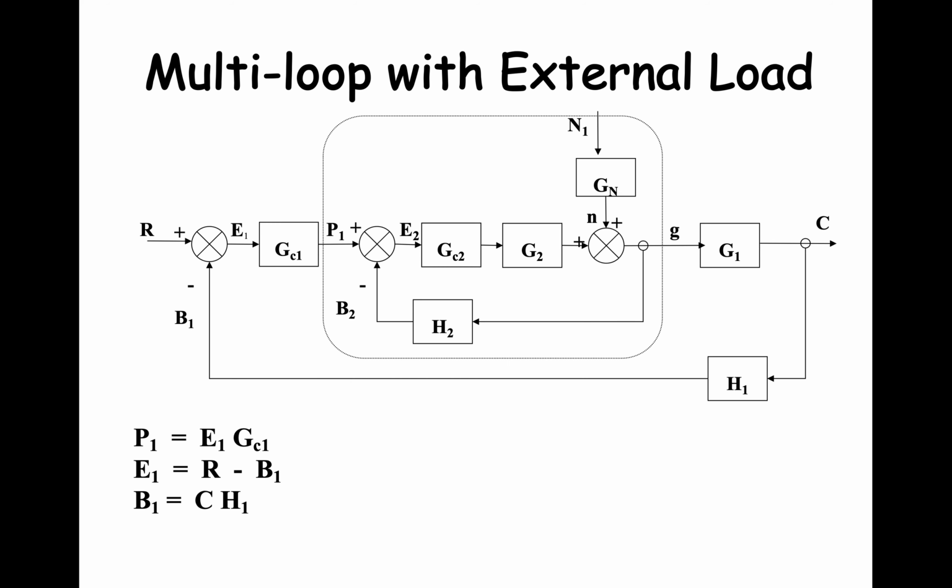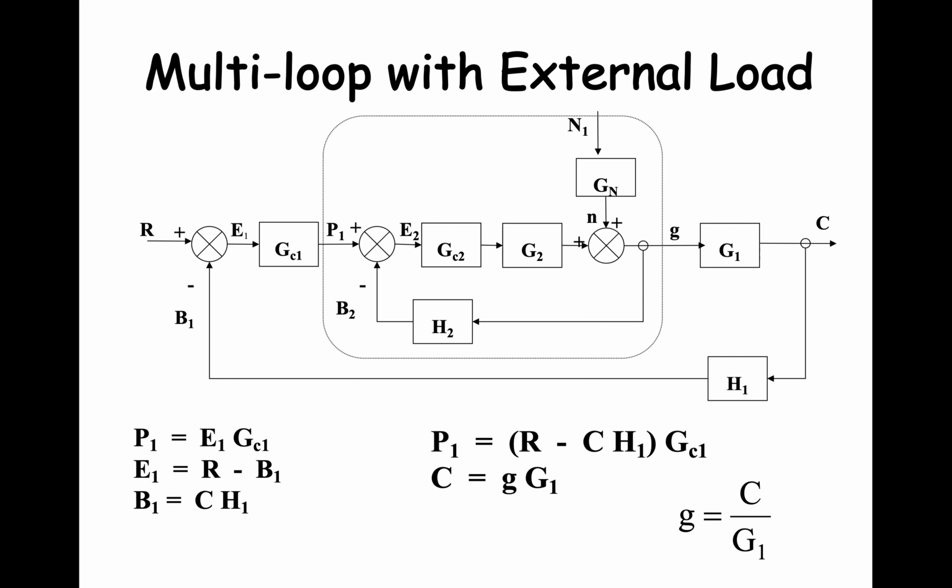B1 equals C times H1. We can combine those equations to get P1 equals GC1 times R minus C times H1. The other transfer function is the one for the process output C. C equals G times G1. And remember, we have the equation for G from the inner loop analysis. One important step is to rewrite the last transfer function as G equals C over G1.